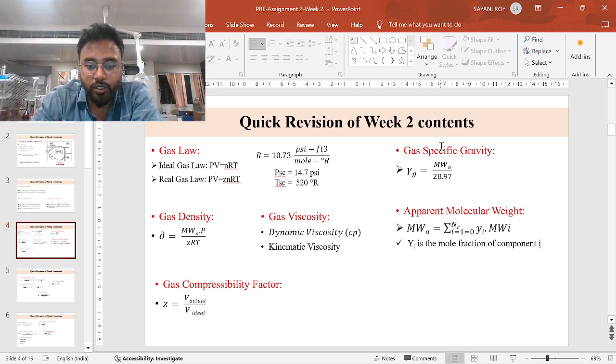Then there is gas viscosity. There are two types of gas viscosity: the dynamic viscosity and the kinematic viscosity. The viscosity that we measure and use in our petroleum industry is the dynamic viscosity. Its unit is centipoise.